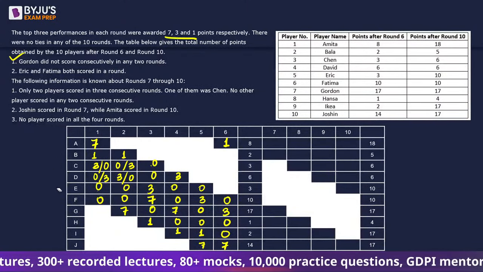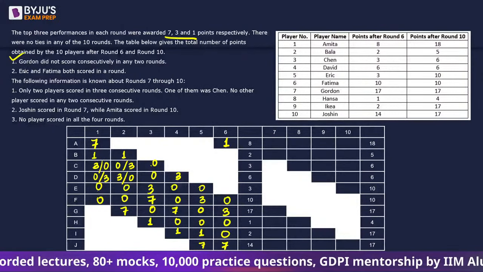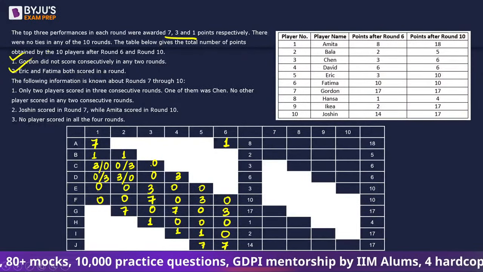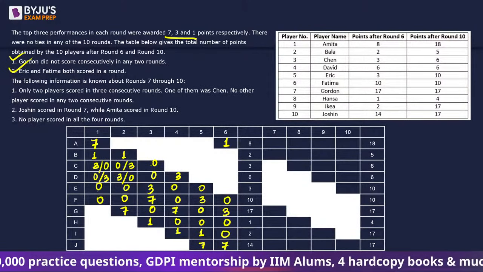So up to round 6, we were able to identify, except for 4 cells, everyone's scores definitely.